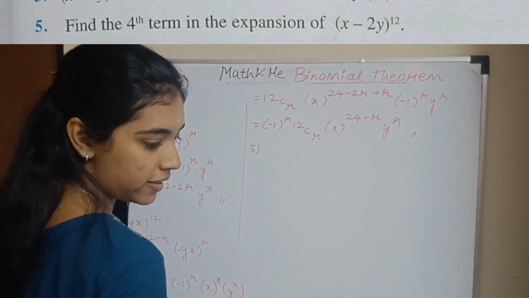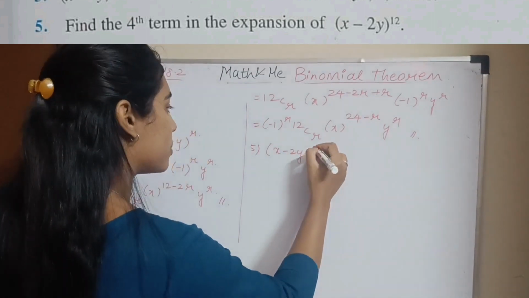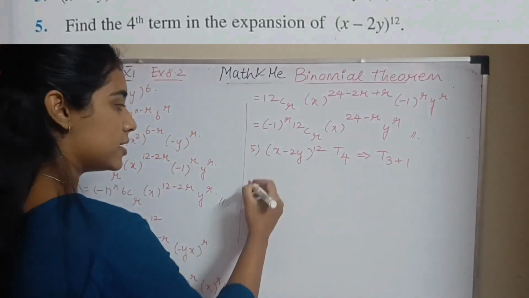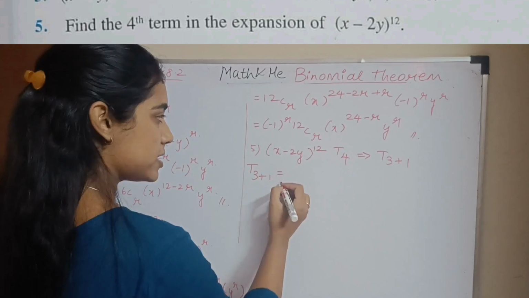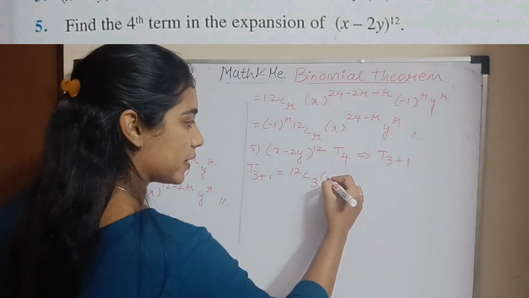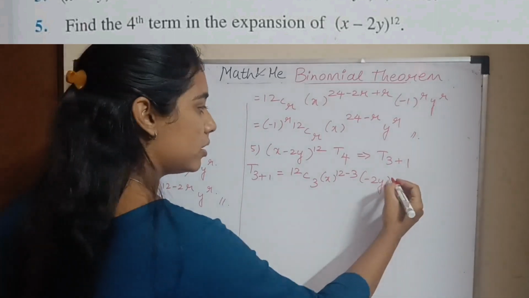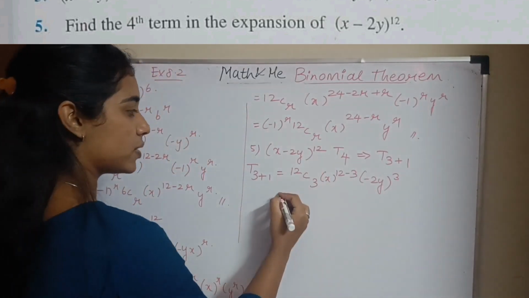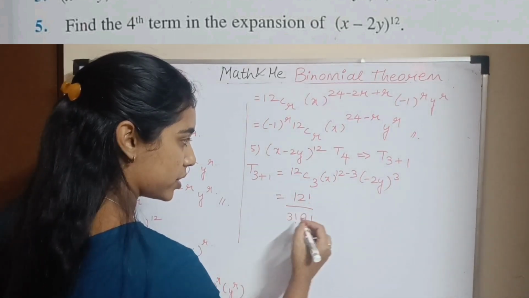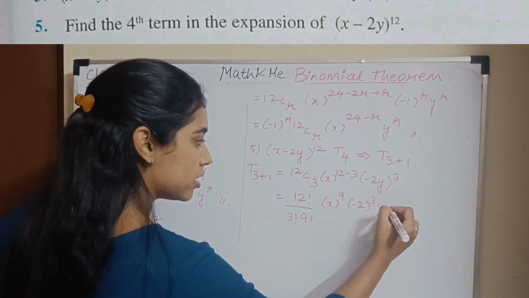Fifth question. Find the fourth term in the expansion (x − 2y)^12. I need to find the fourth term, which is T(3+1). So what is T(3+1)? It is nCr, 12C3 of x^(12−3), b^3. b is −2y. What is 12C3? 12 factorial divided by 3 factorial times 9 factorial, x^9 (−2)^3 y^3.